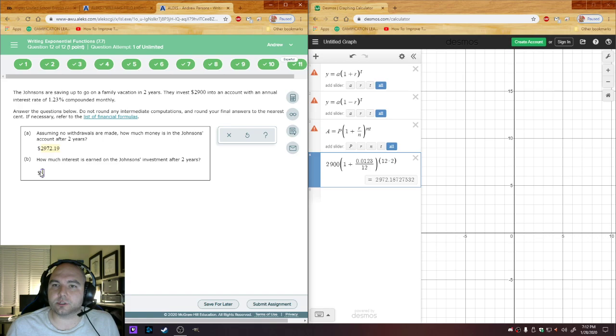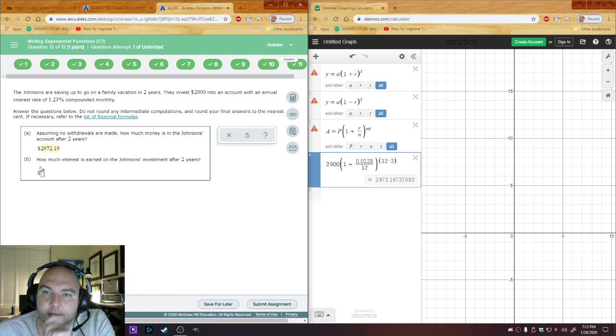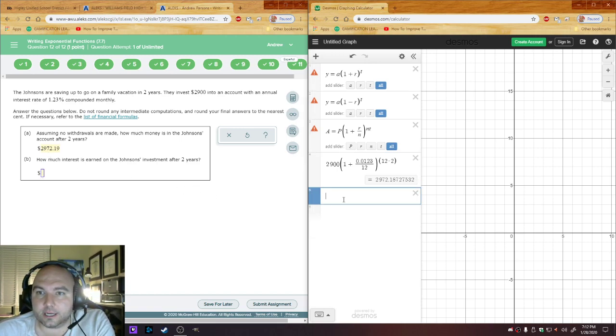How much interest is earned on their investment after 2 years? Now, this is not the same answer as what I just put. This is how much is in their account. But how much money did they get is the question. So what I need to do is I need to take what I just got.